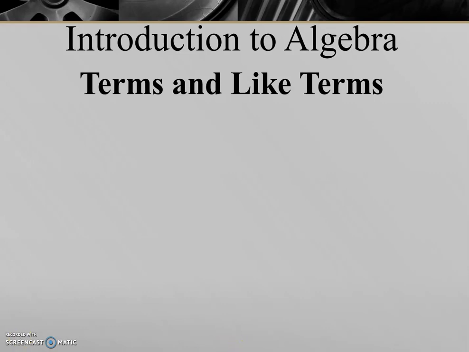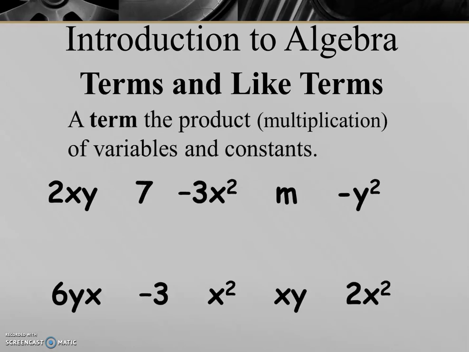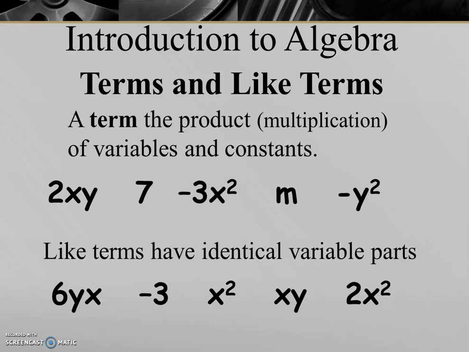We're continuing with our introduction to algebra, and now we're going to be looking at terms. Specifically, we're going to be looking at like terms. We want to see which terms match. Now remember that a term is a product of letters and numbers together, variables and constants, and if there's going to be two like terms, they have to have identical variable parts.